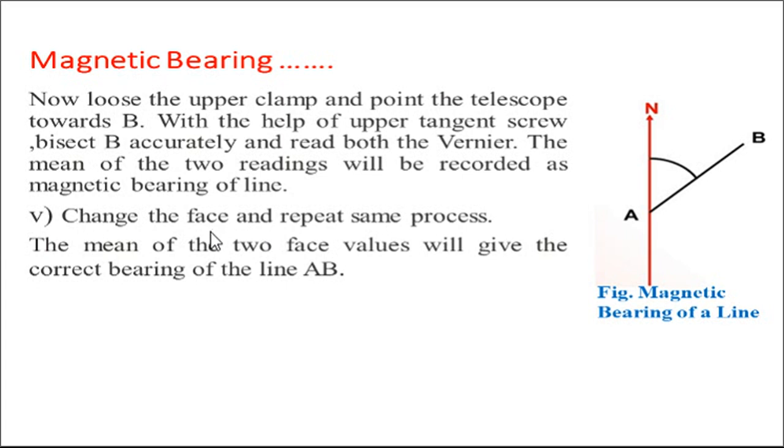Then next step is to change the face and repeat the same procedure. The mean of the two face readings will give the accurate value of the bearing of line AB. So this is the procedure for measuring magnetic bearing of a survey line with theodolite.